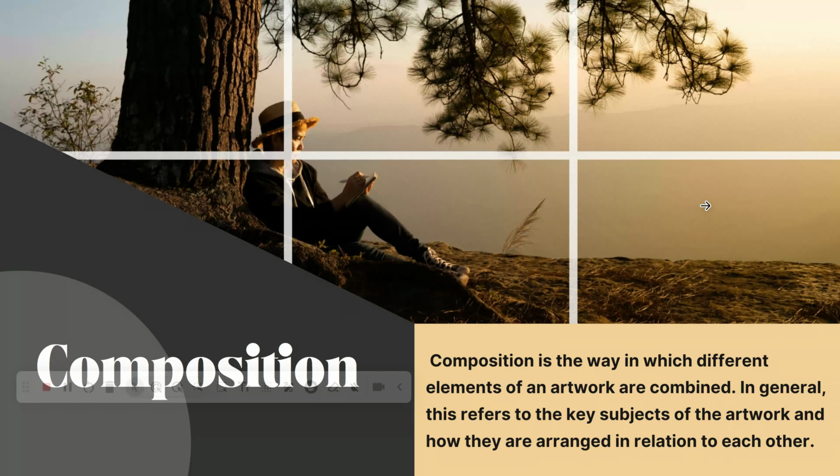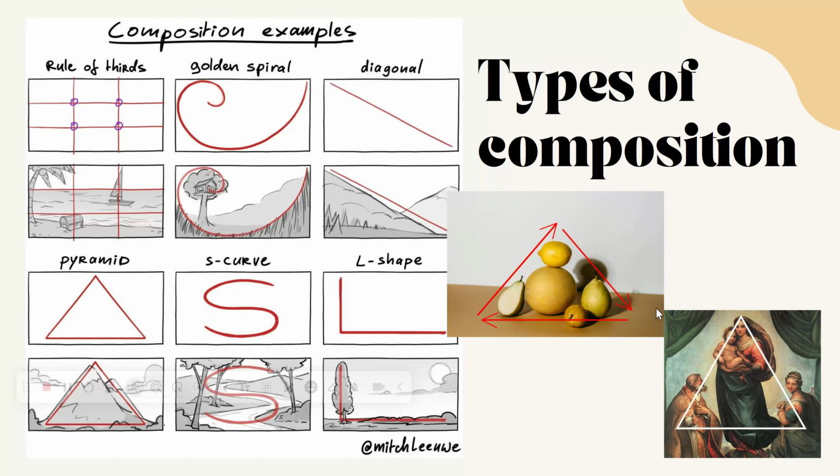You guys have talked about composition in Art 1, mostly when we did our still life or our landscapes, but it's really all of the elements within an artwork combined and how your main subject is positioned within the artwork. Now, there are many different types of compositions. The main ones that most people know are the rule of thirds, the golden spiral, and then you learn a lot about the triangle one in still life. So those are pretty much the big ones.